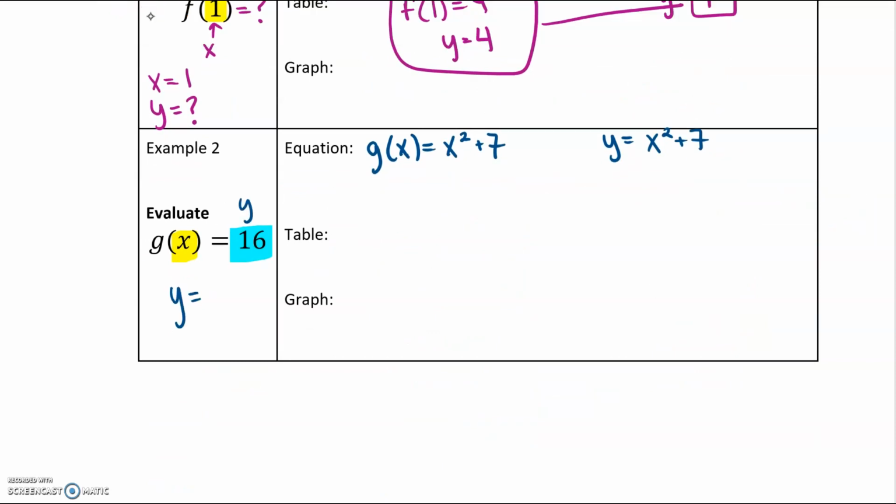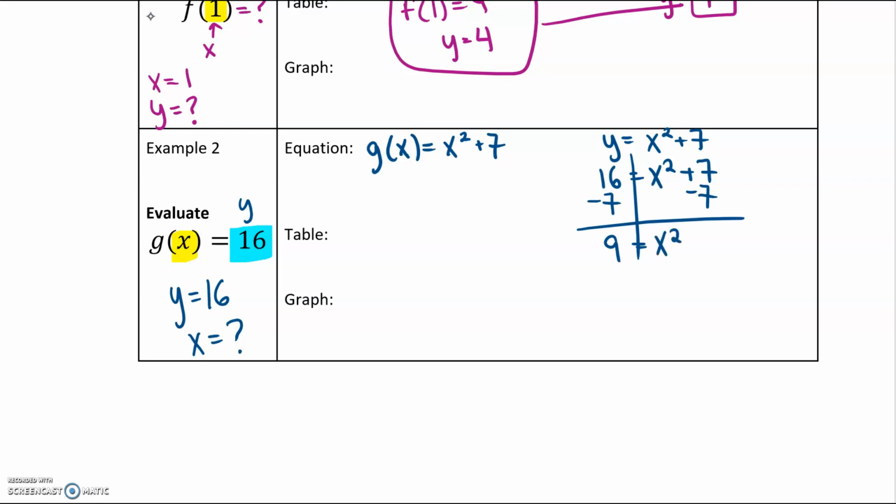Because normally it's g of x equals y. So this says when y equals 16, what does x equal? Going backwards. So you could plug in 16 for y and then solve for x. Just a quick reminder, now we're solving equations. You would subtract 7 from both sides. You get 9 equals x squared. And I'm saying what number, when you square, is equal to 9? You'd say x is 3, right?